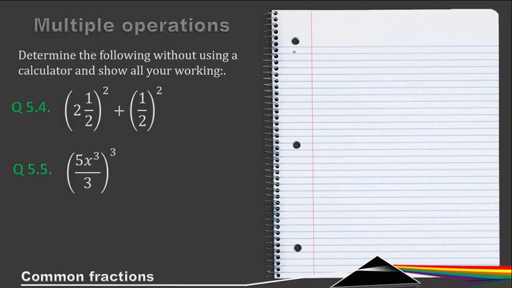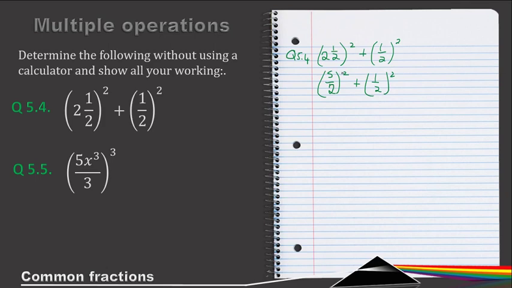Question 5.4. So 1 over 2, or 2.5 squared plus a half. So before we start, we have to change this into an improper fraction. 2 times 2 is 4, plus 1 is 5 over 2. And that's squared, plus, that was also squared, 1 over 2 squared.